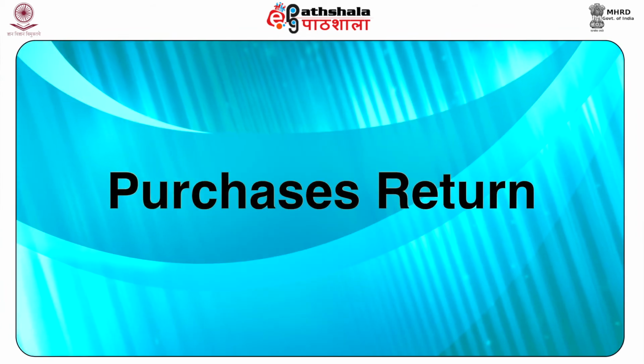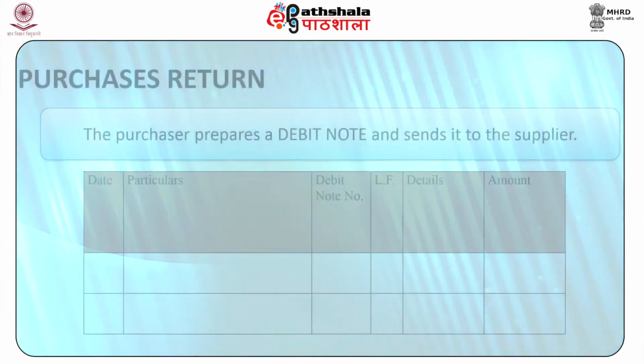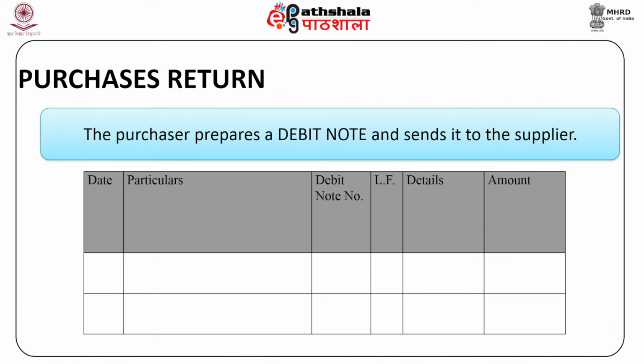Then there are purchases return. This book is also called as returns outward book and is maintained to record the return of goods to suppliers. The reasons of return of goods may be defective goods, not as per order, goods delivered too late, etc.